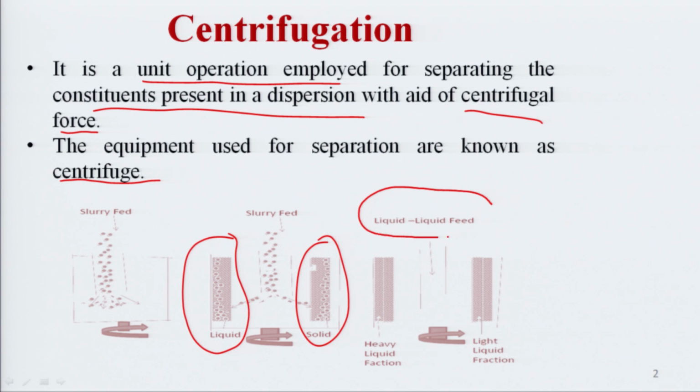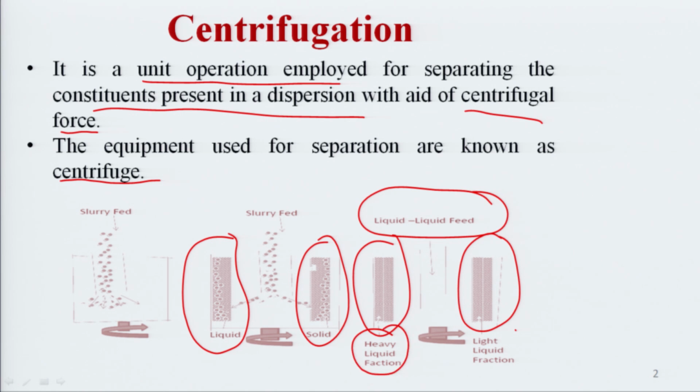In case of liquid feed, or two immiscible liquids, both the liquids can be separated out from the mixture. So, the lighter liquid fraction is on one side, and the heavier liquid fraction is on the other side. In this way separation takes place by application of centrifugal force. From the bottom you see the direction of the arrow, that means in this direction the apparatus is moving, with a high speed.